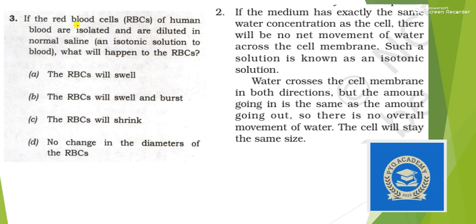The question here is: if the red blood cells of human blood are isolated and diluted in normal saline as an isotonic solution. If you know the concept of isotonic, it could have been a very easy question for you. If the medium has exactly the same water concentration as the cell, there will be no net movement of water across the cell membrane. This condition is known as isotonic condition, and the cell will stay the same size, there will be no change in the size of the cell.